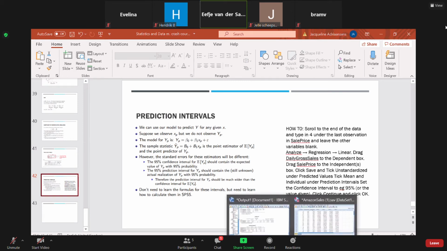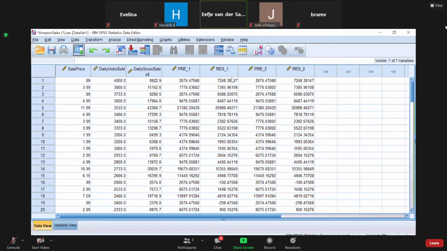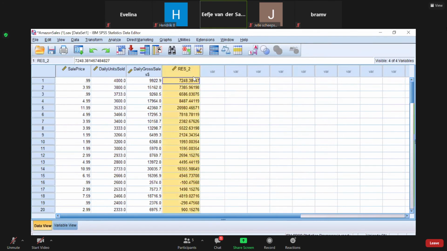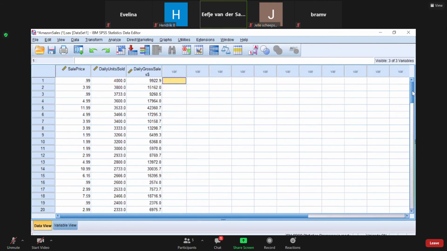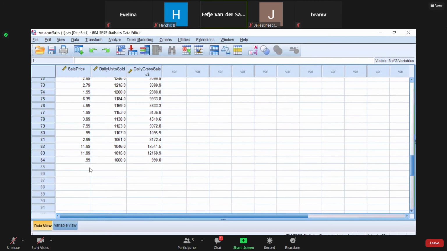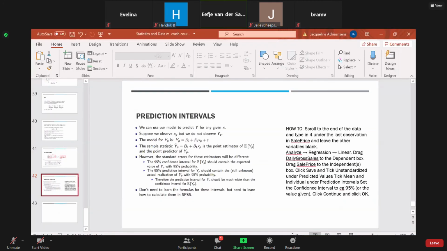Let's do this in SPSS. I still have those. I'm just going to delete those because I don't need them. Now they're gone. You scroll down and say, what do we want? Scroll to the end.